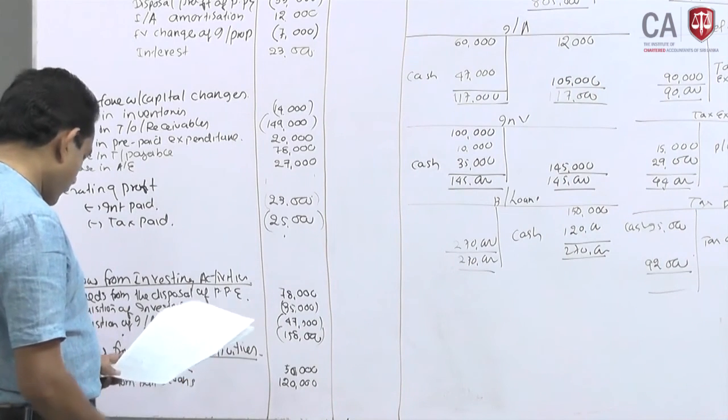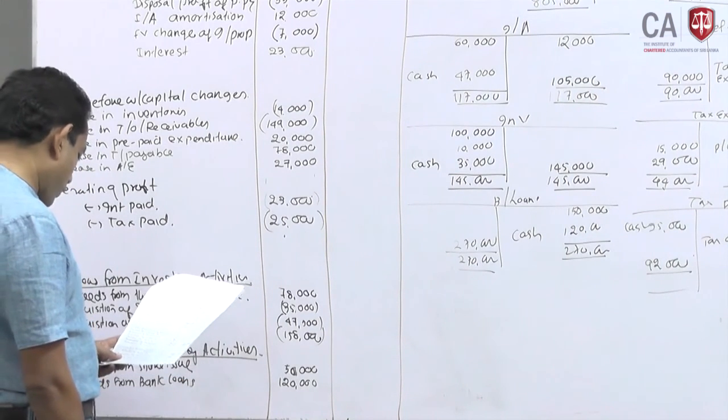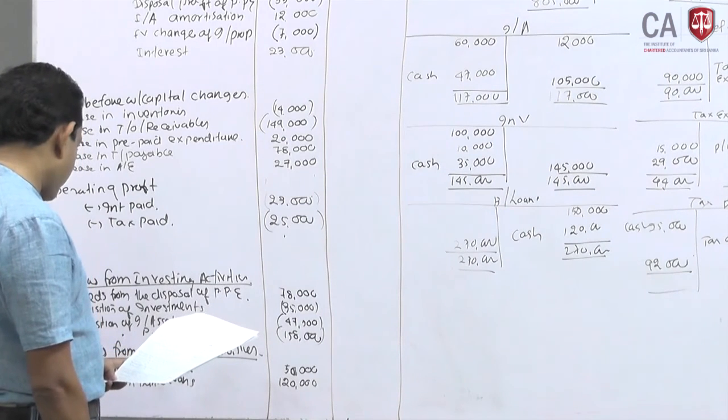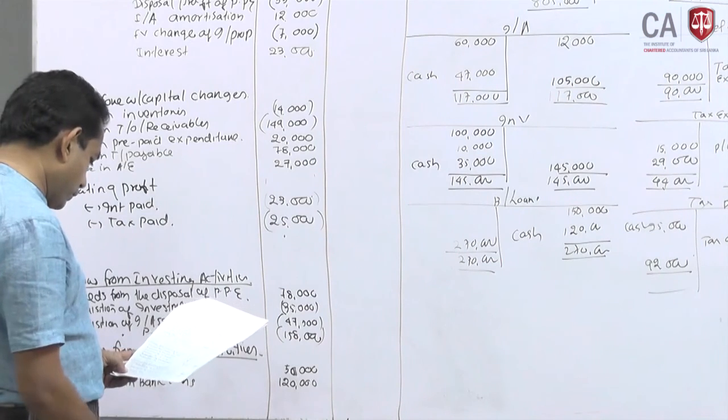Then 50,000 taken from share issue, bank loans taken 120,000.